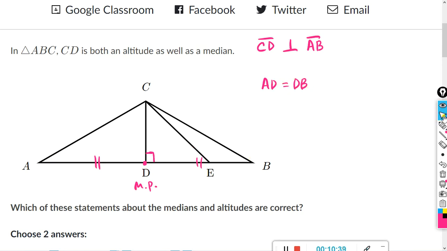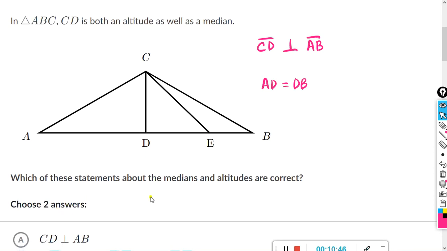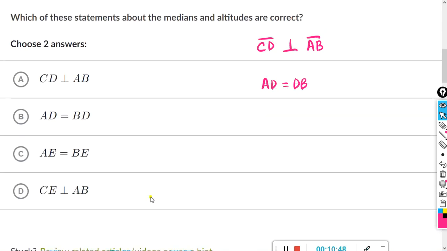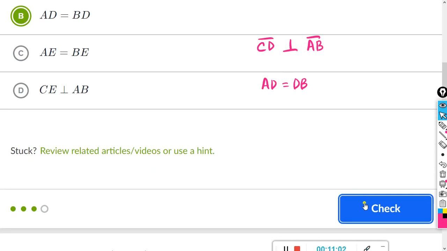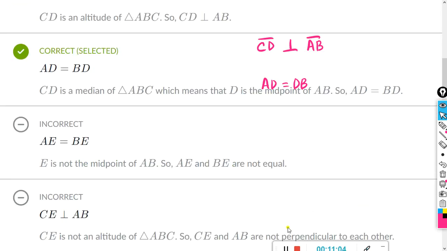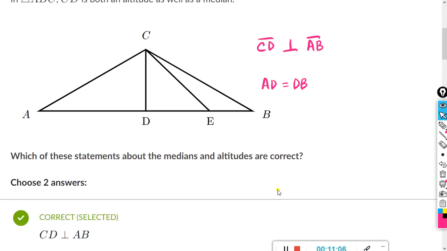Let's go to our answers and see if we can match it up. Choose two answers. CD perpendicular to AB, that's right here. AD equals DB, that's right here. They just reversed the two letters. Same thing. So just remember, the median will go to the midpoint and the altitude will be perpendicular.